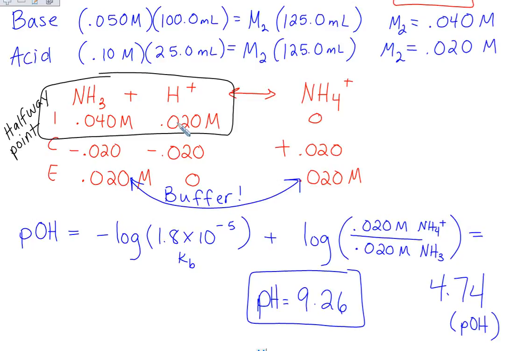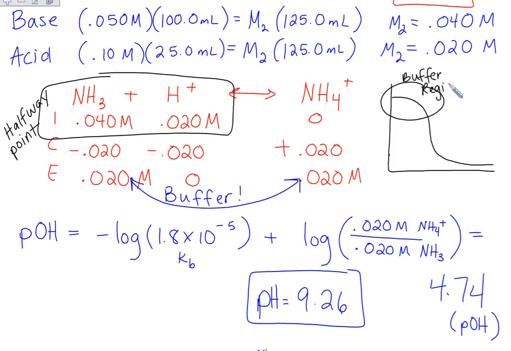If you were graphing this, they didn't give us a graph of this originally. This is going to fall into the buffer zone. Now, this one, I think we're starting with the base and we're adding the acid. So the pH is going to drop as we curve down. These parts where the pH barely changes, and we're still adding strong acid, this is the buffer zone, or the buffer region, where the pH doesn't change by much.